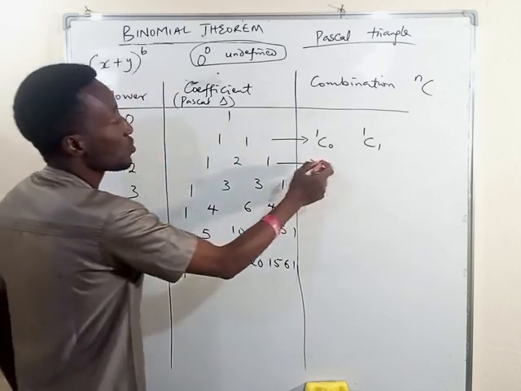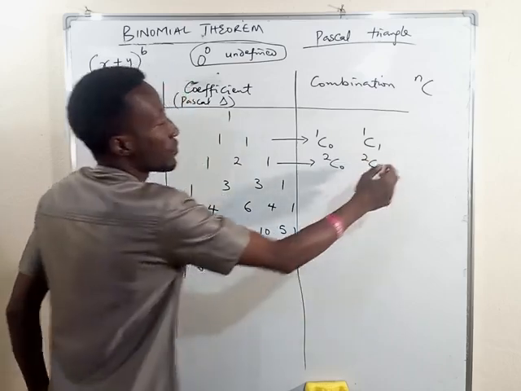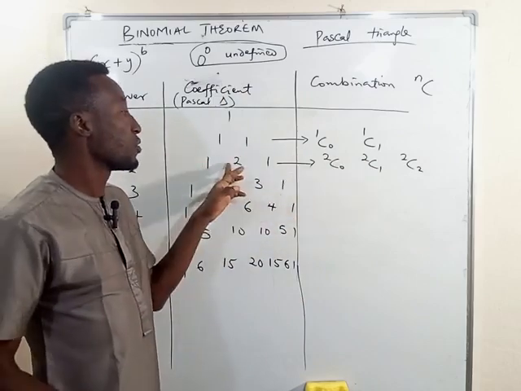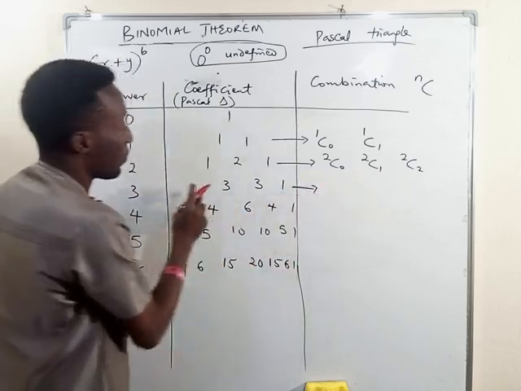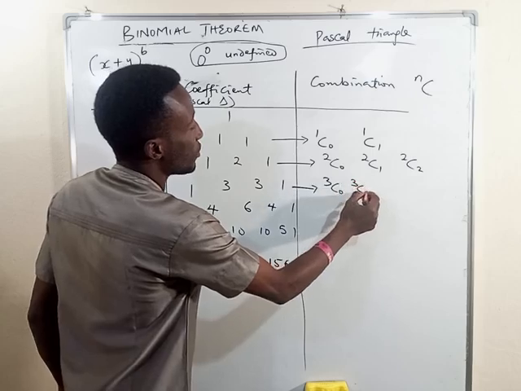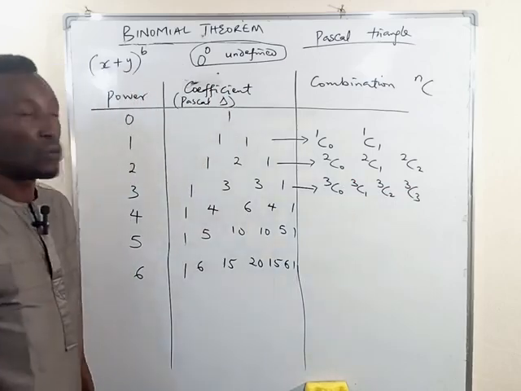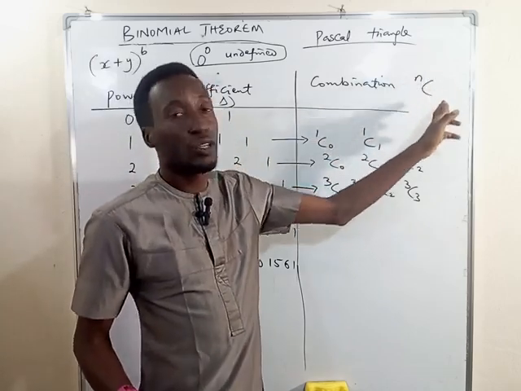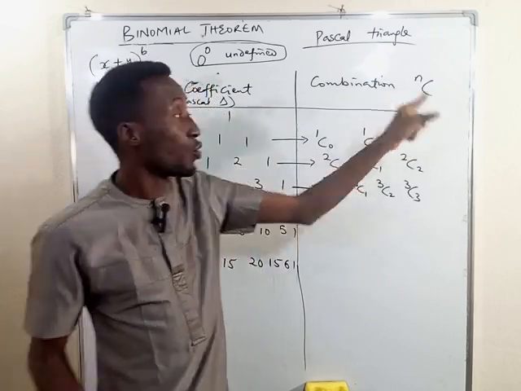So you have power 2: 2 combination 0, 2 combination 1, 2 combination 2. When you get 2 combination 0, you get 1, 2 combination 1, you get 2, and 2 combination 2, you get 1. What about for power 3? Your n is 3: 3 combination 0, 3 combination 1, 3 combination 2, 3 combination 3. When you get that with your calculator, there's a part that has this combination, and there's a part that has p, that is your permutation. So we are using the combination.